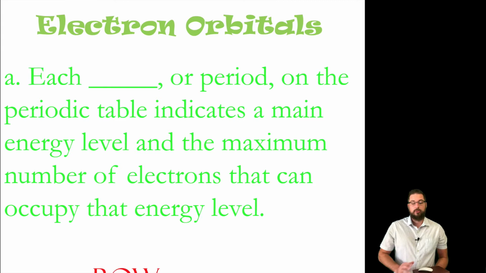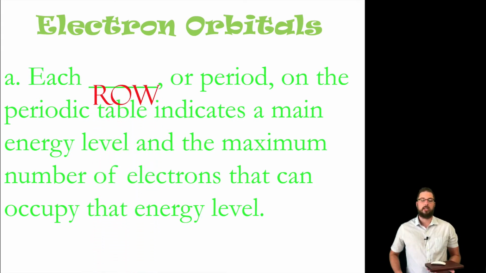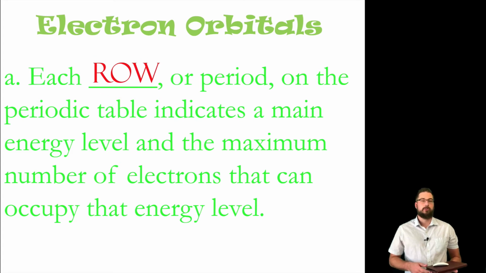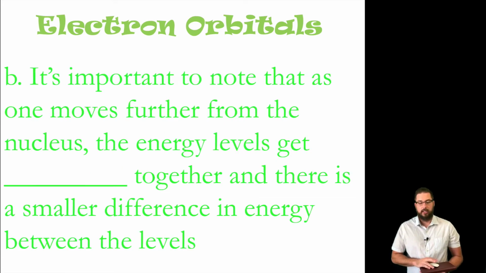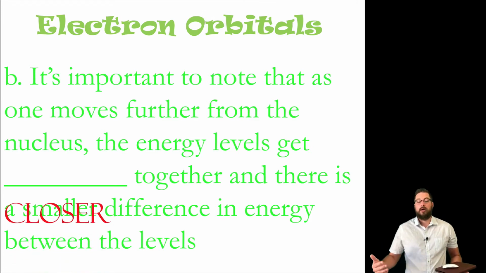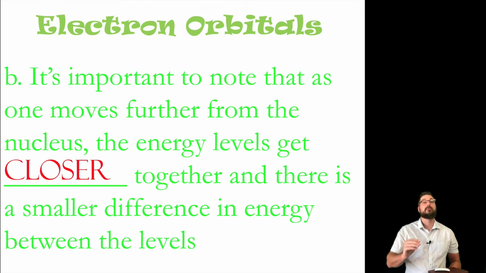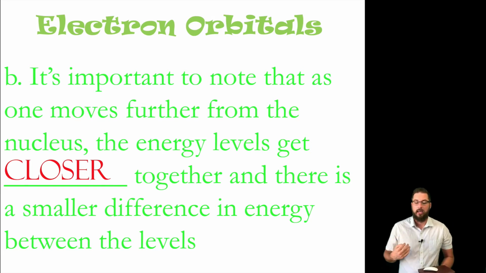So each row or period on the periodic table indicates an energy level. And so again, when we look at the periodic table, every single row represents one energy level. And it is important to note that as we move farther from the nucleus, the energy levels get closer together, kind of like what I was talking about in that graph 2 slides ago. And so the difference in energy is smaller.